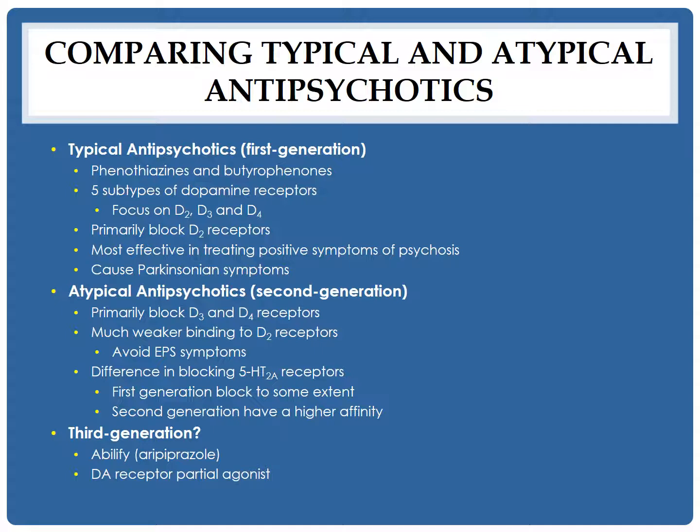Atypical antipsychotics, the second generation, cause much fewer of those Parkinsonian side effects. Clozapine was the first one developed. It's possibly among the most effective, but it also carries problems because some people develop problems with their white blood cells, so it's not a first-line choice for most people. But in any case, these atypical antipsychotics primarily block the D3 and D4 dopamine receptors. They bind much more weakly to D2 receptors.